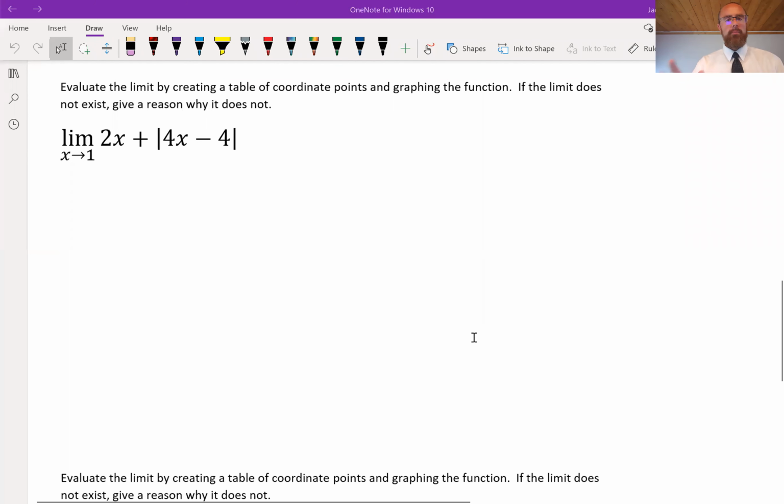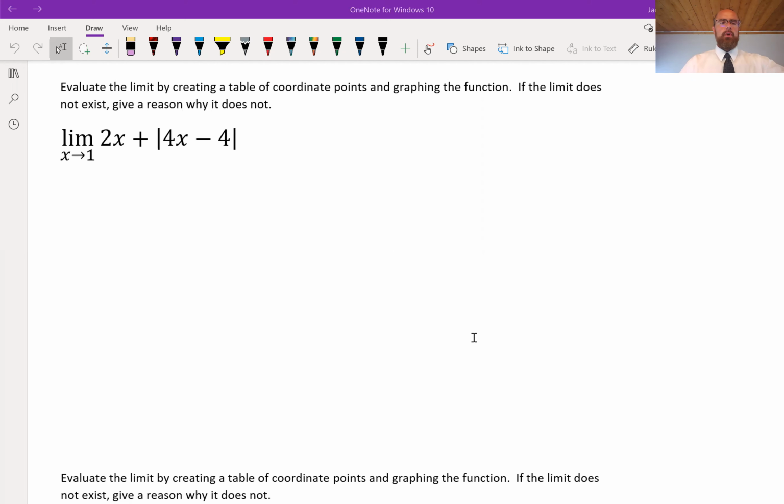So let's head back to our notes screen. And we looked at two limits up till now. One of them had an evaluatable limit, the other did not. It did not exist. So let's see two more examples and see if we can find the limits for these functions.